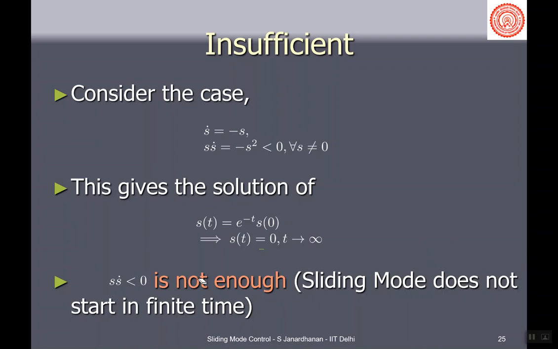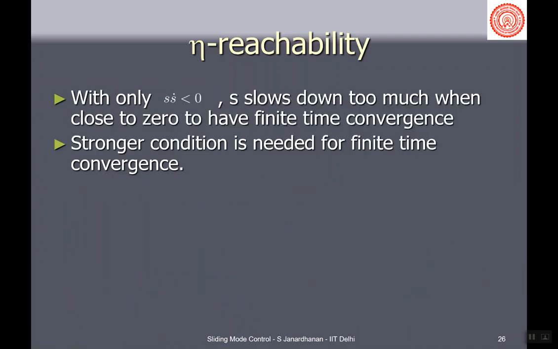And why is this not enough? Because it cannot assure that sliding mode starts in finite time. You want that assurance. The reason is that when S becomes very close to 0, this linear relationship is going to slow down S by a lot, and that is why finite time convergence is not achieved. A stronger condition is required.